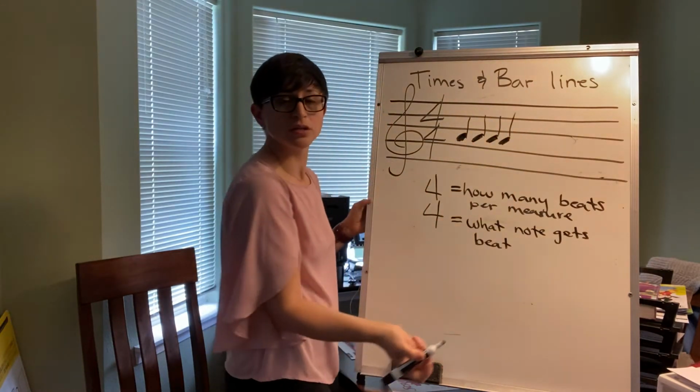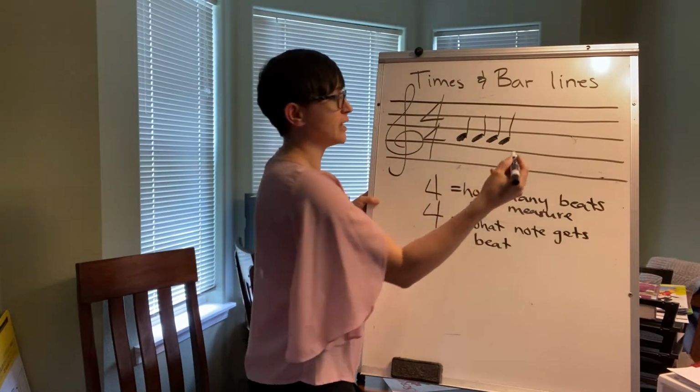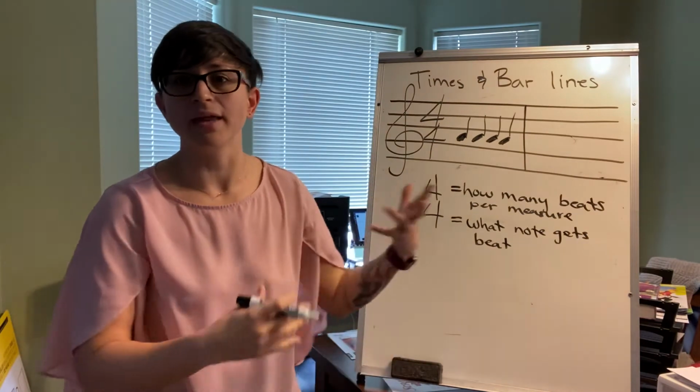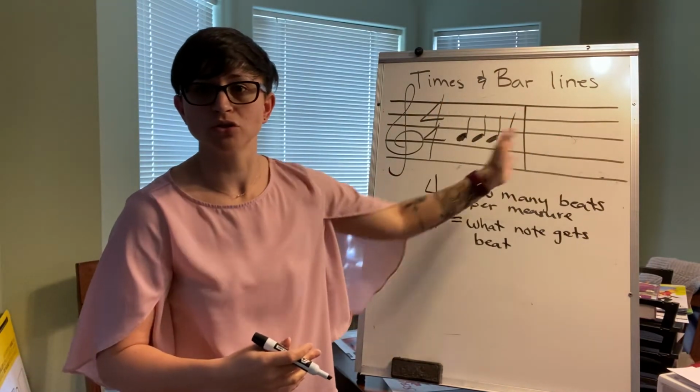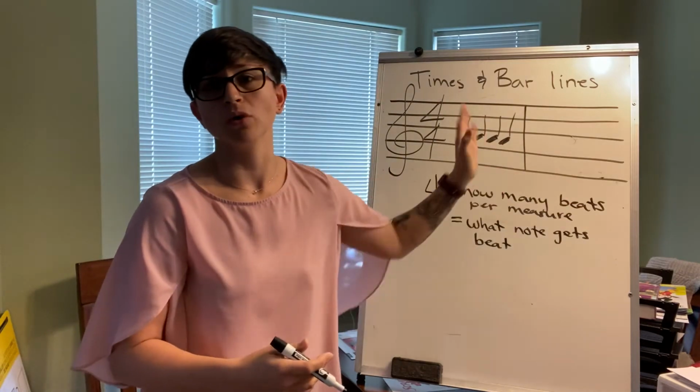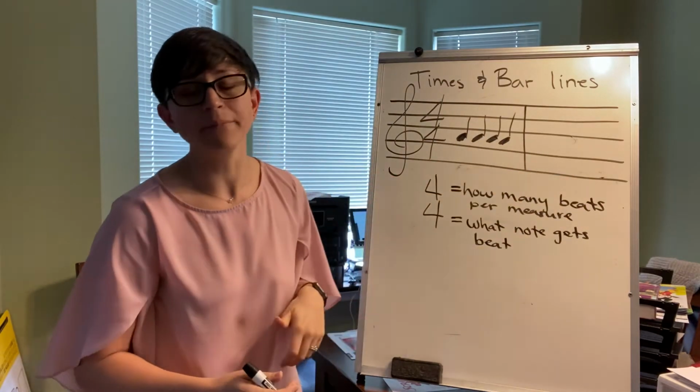4 quarter notes, and then this is where your bar line comes in. The bar line resets, and then after that you have a new measure. So it resets the count. 1, 2, 3, 4, bar line, 1, 2, 3, 4, bar line, 1, 2, 3, 4, okay?